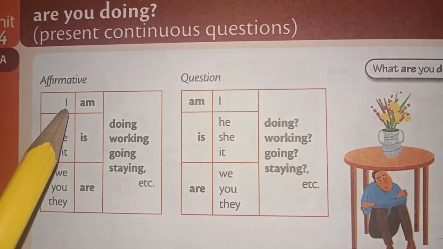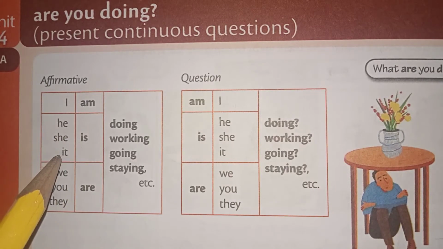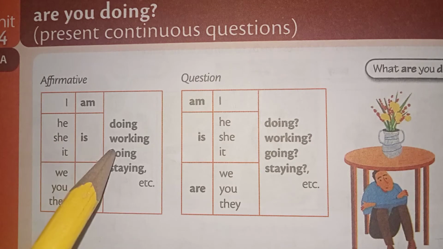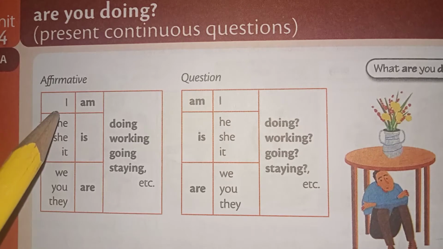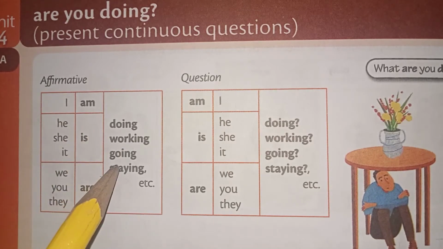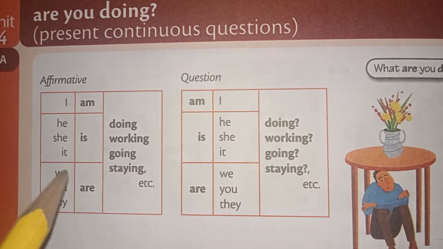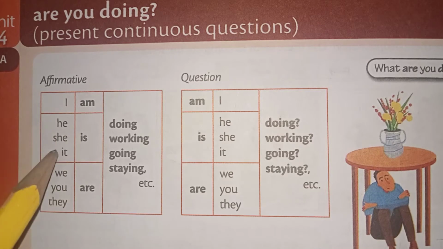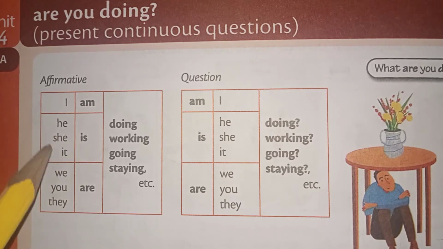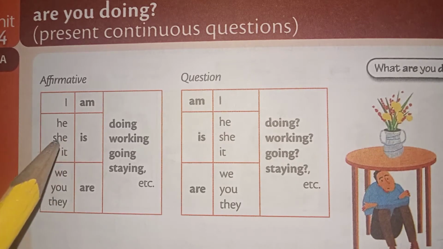Here we have simple affirmative sentences. I am doing, he is doing, she is doing, it is working, he is working, he is going, it is going, I am going, we are staying, we are going, we are working, you are doing, they are staying. So we can use am with I, and is with he, she, it, because these subjects are singular.